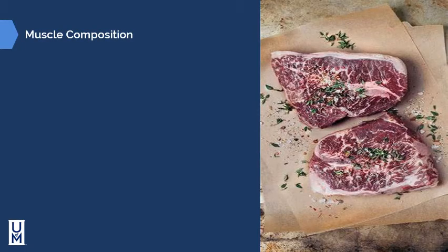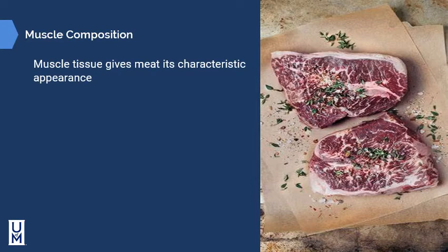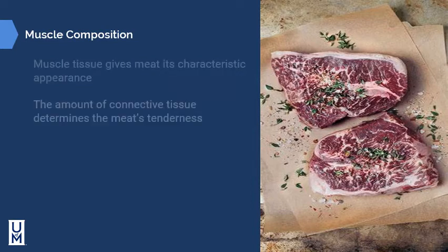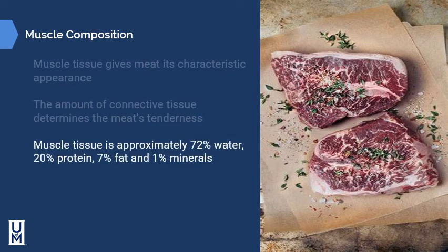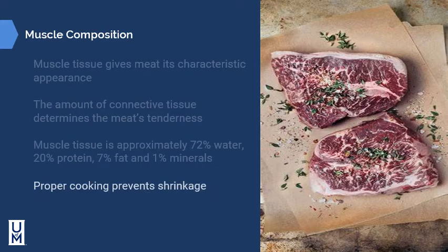So let's discuss muscle composition. Muscle tissues give meat its characteristic appearance. The amount of connective tissue, such as sinew and what we refer to many times as gristle, determines the meat's tenderness. Muscle tissue is approximately 72% water, 20% protein, 7% fat, and 1% minerals. Proper cooking techniques will eliminate or reduce the shrinkage involved with meat. Some shrinkage is going to be expected in the loss of water weight, but we want to reduce that as much as possible.